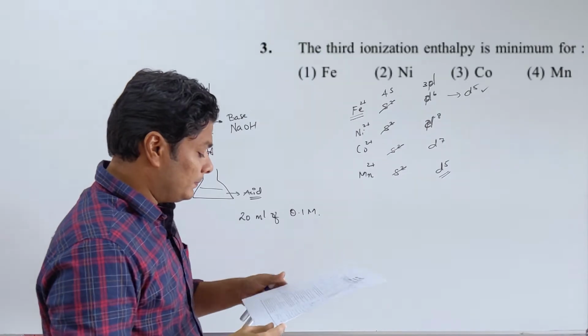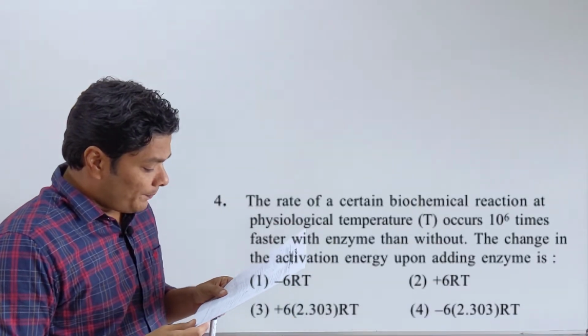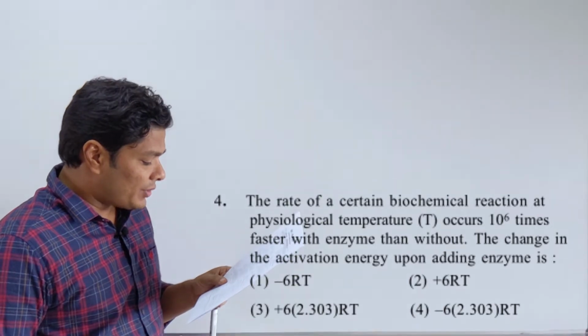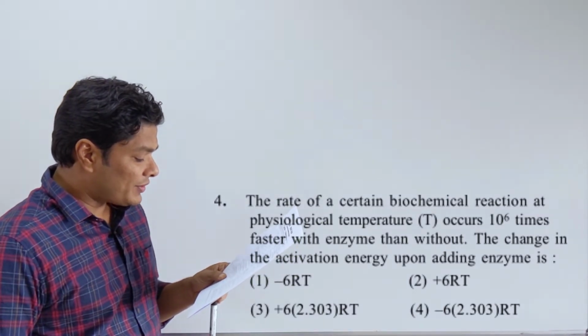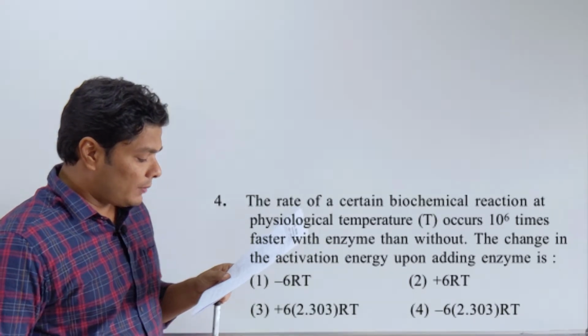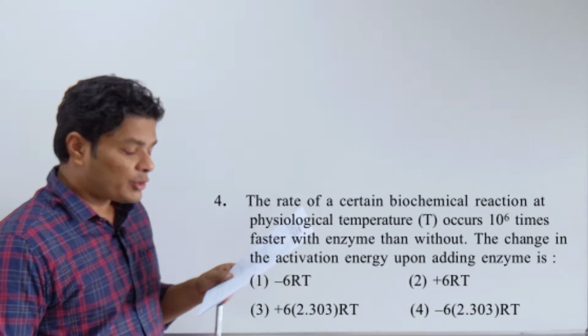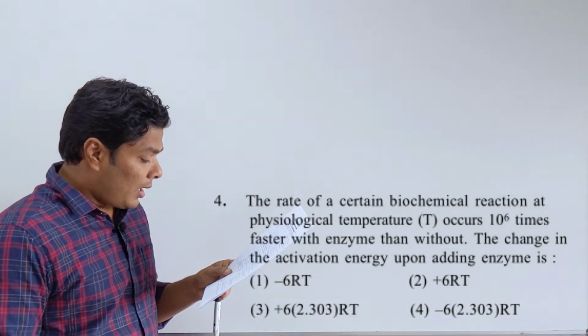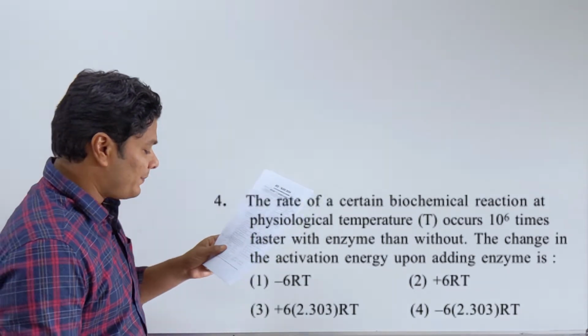Option is alpha. Question number 4. The rate of a biochemical reaction at a physiological temperature occurs 10 power 6 times faster than normal. When you use an enzyme, it is 10 power 6 times faster. Obviously, that's the nature of an enzyme. The change in activation energy upon adding an enzyme is.